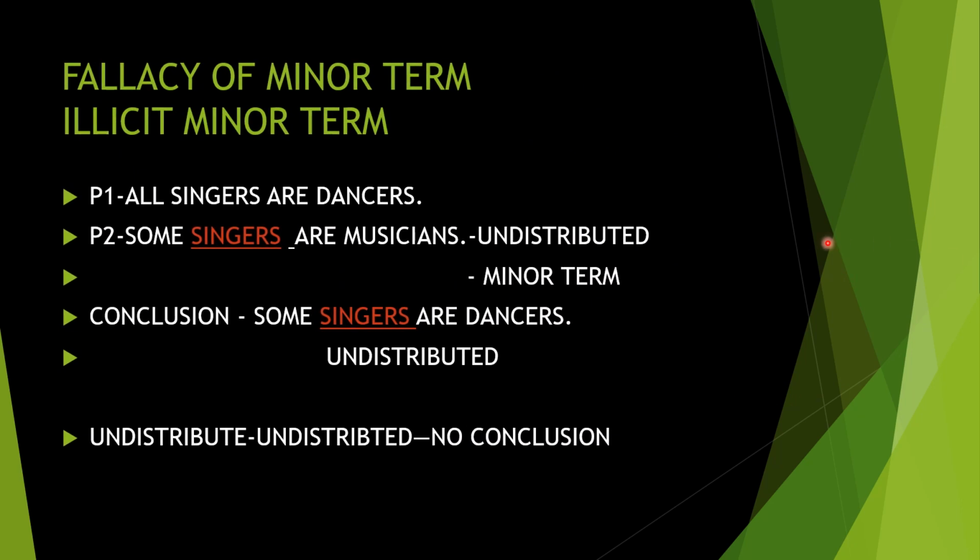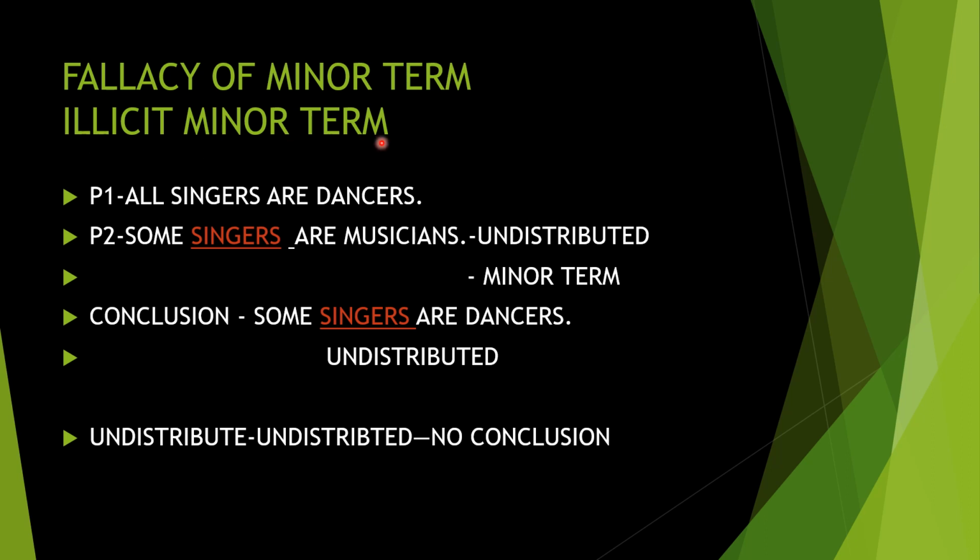Next is the fallacy of the minor term. Which is the minor term here? The second sentence's subject is the minor term, which is singers here. All singers are dancers. Some singers are musicians. Here singers is the subject, and it is undistributed. In the conclusion it is distributed. When it is undistributed in the premise and distributed in the conclusion, there is no conclusion. So that is called a fallacy. Fallacy means a mistake; we call it the illicit minor term.